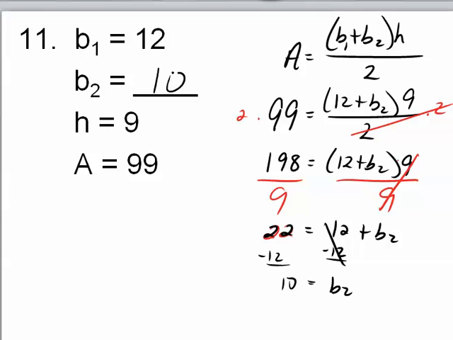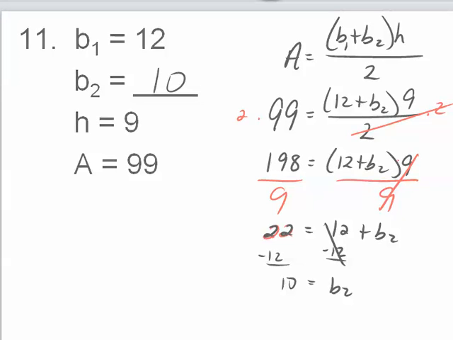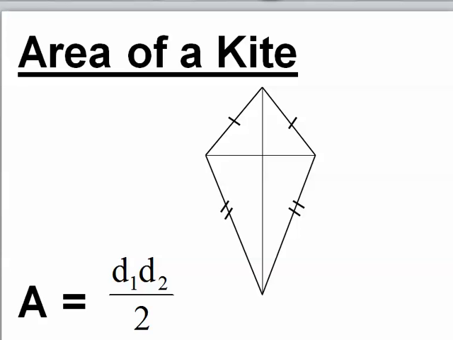and I find that base 2 is 10. Again, I could double check. Base 1 plus base 2, 12 plus 10 is 22, times 9 is 198, divided by 2 is 99. So I know I got it right. So the area of a triangle and the area of a trapezoid are similar. The next formula we'll look at is the area of a kite.